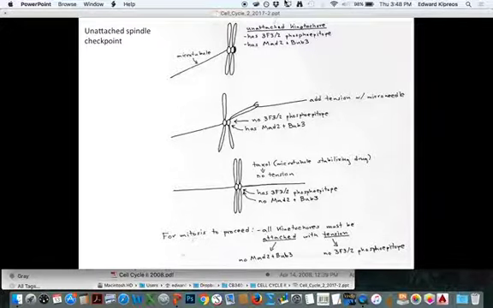Okay? So that's called a phosphoepitope. Epitope is what the antibody binds. Phosphoepitope means that it's recognizing a phosphorylated protein. And this is just the name of the antibody, 3F3/2. Okay, so that antibody is recognizing something phosphorylated, but only on the unattached kinetochore.